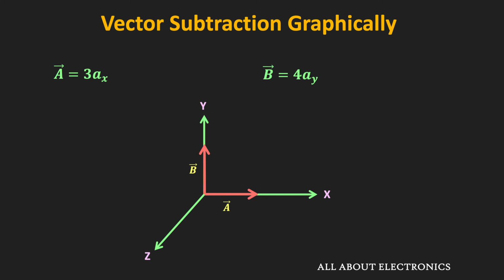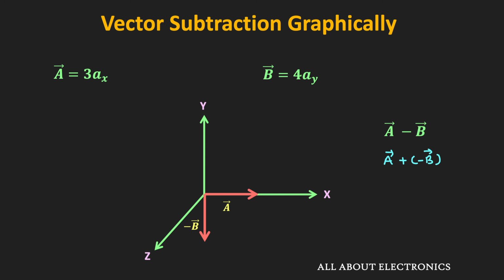Now here, since we are performing a minus b, we also need the minus b vector, because a minus b is similar to a plus minus b. So here, we can get this minus b vector by reversing the direction of this b vector. So now, this will be the minus b vector.